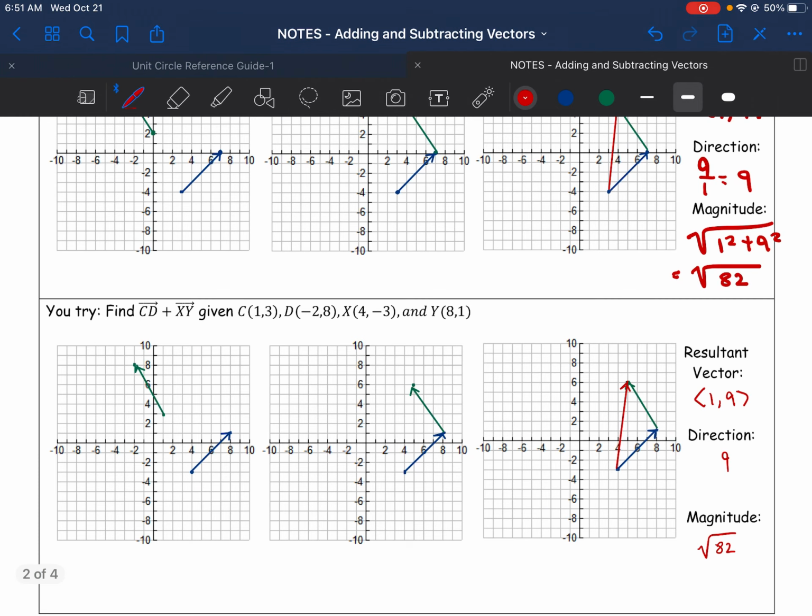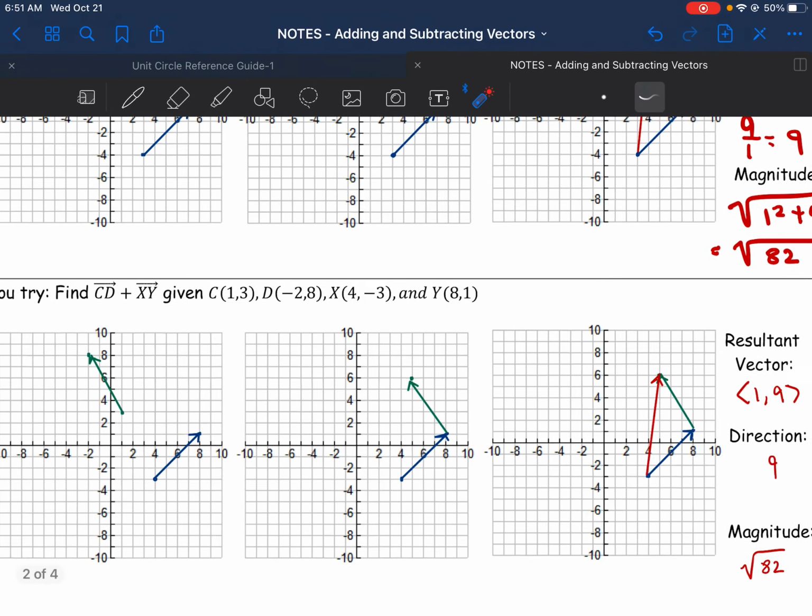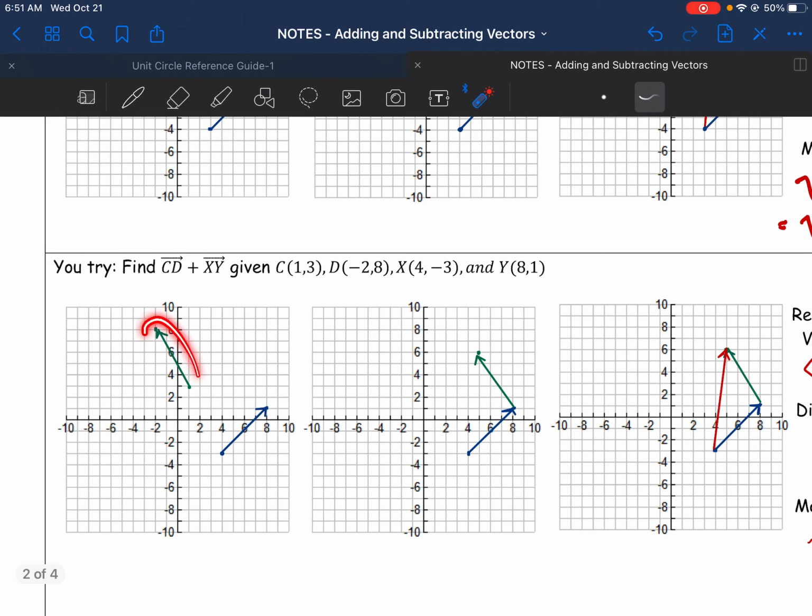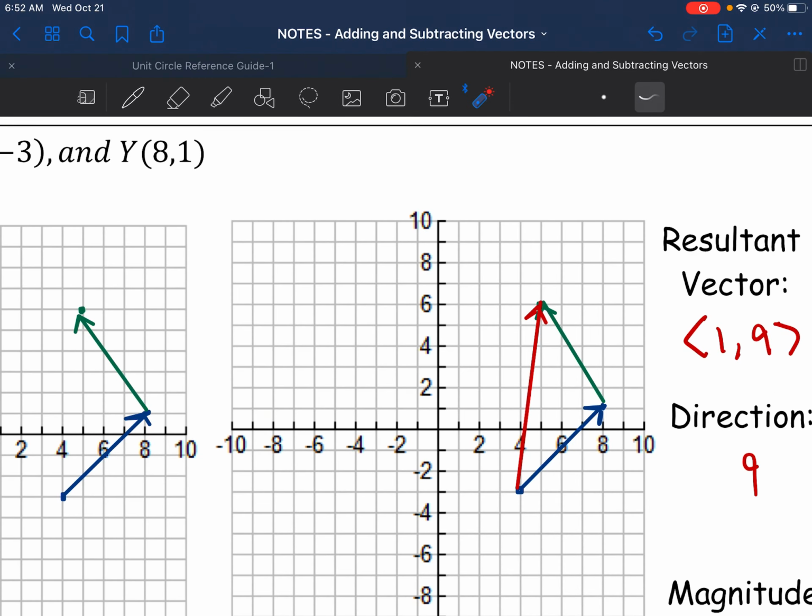All right, so here's that second example we did algebraically. Here's the vector CD. We have the point 1, 3. We have the point negative 2, 8. Here's vector XY. Initial point 4, negative 3. Terminal point 8, 1. Again, I'm taking this vector, I'm taking the other vector, I'm going to move the tail from this vector over to the head of this vector. And then I'm going to draw the resultant vector, again, from tail to head. And that gives us here this vector in red.